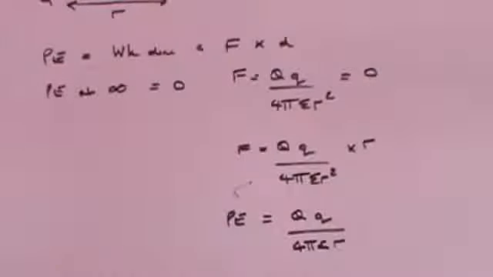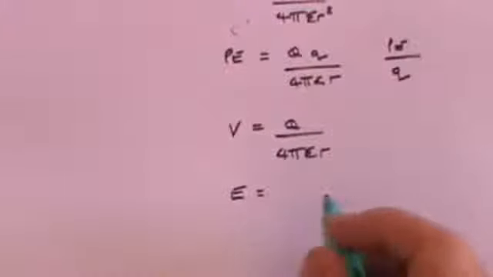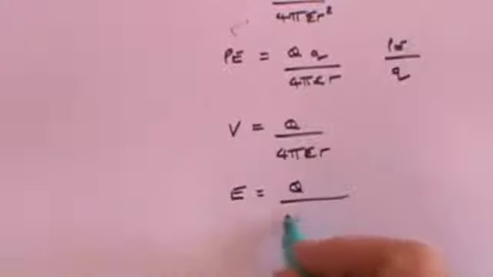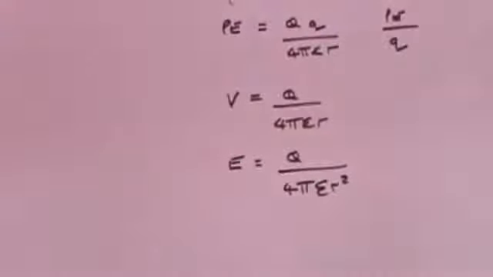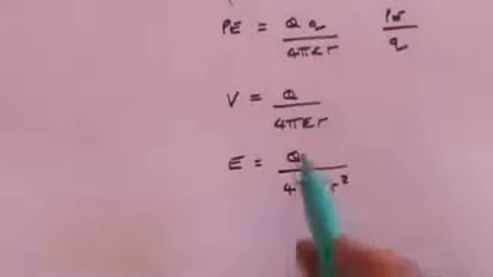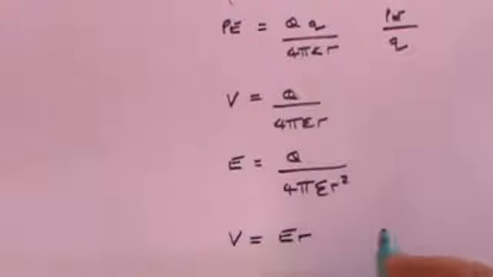But voltage is potential energy per unit charge. So it's potential energy divided by the unit charge. And so voltage is going to be Q over 4 pi epsilon R. But let me just remind you that the E field, as we defined right at the beginning of this video, is Q over 4 pi epsilon R squared. So that gives us a very easy relationship between E and V. It's simply that V is equal to E times R, or E equals V over R.